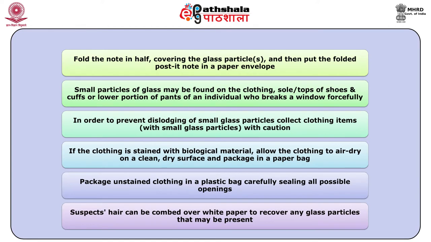Small particles of glass may be found on the clothing, soles, tops of shoes and cuffs or lower portion of pants of an individual who breaks a window forcefully. In order to prevent dislodging of small glass particles, collect clothing items with small glass particles with caution not to shake or handle the clothing more than necessary. If the clothing is stained with biological material, allow the clothing to air dry on a clean, dry surface and package in a paper bag. Package unstained clothing in a plastic bag carefully, sealing all possible openings.